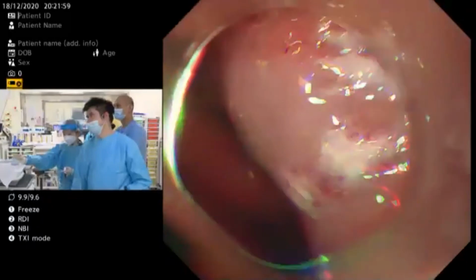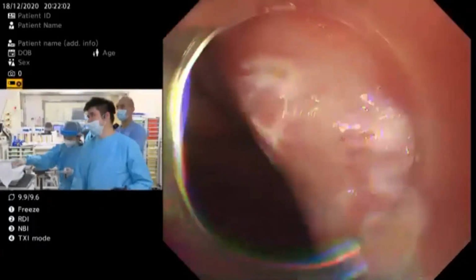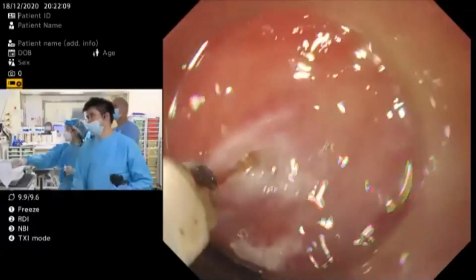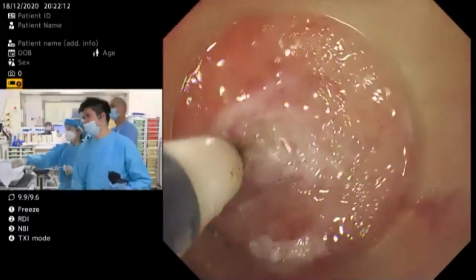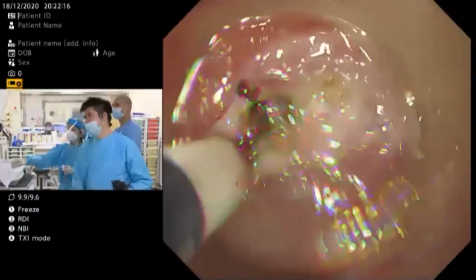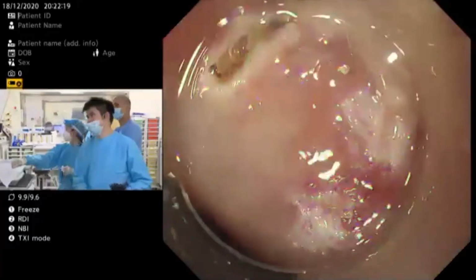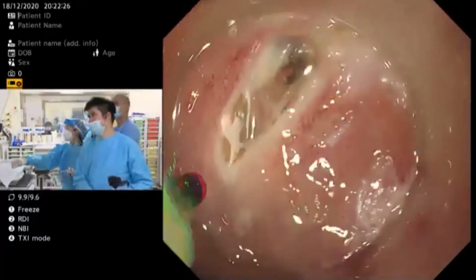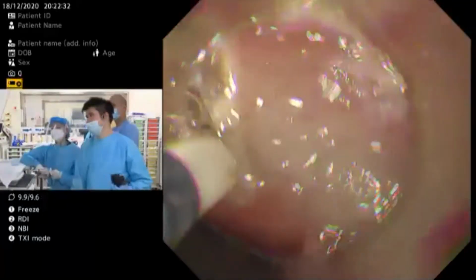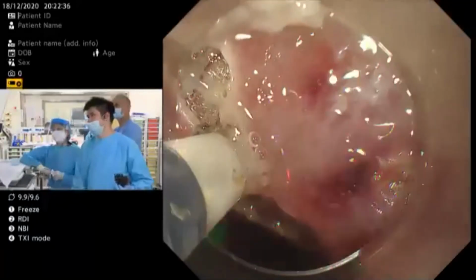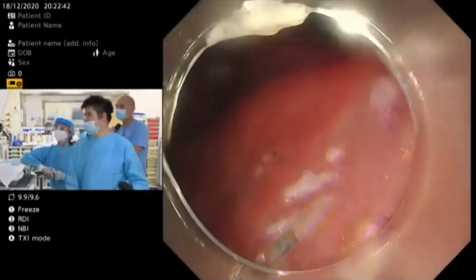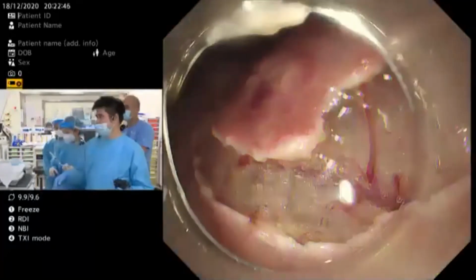The stomach is not distended well enough. That's why the mucosal incision is not effective. Preferably, we want to distend the stomach a bit more. Now I'm getting in. Tracing back. Perhaps I will inject a bit more. I feel that the injection is not good enough.